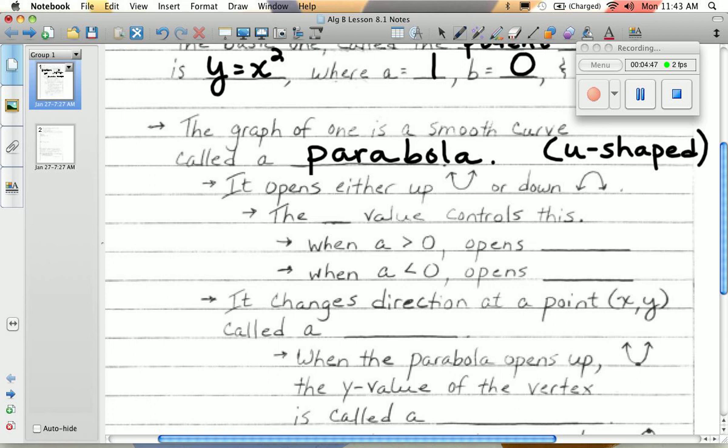So I'm guessing we're graphing again? We will be graphing again. Not today yet, but we will be.